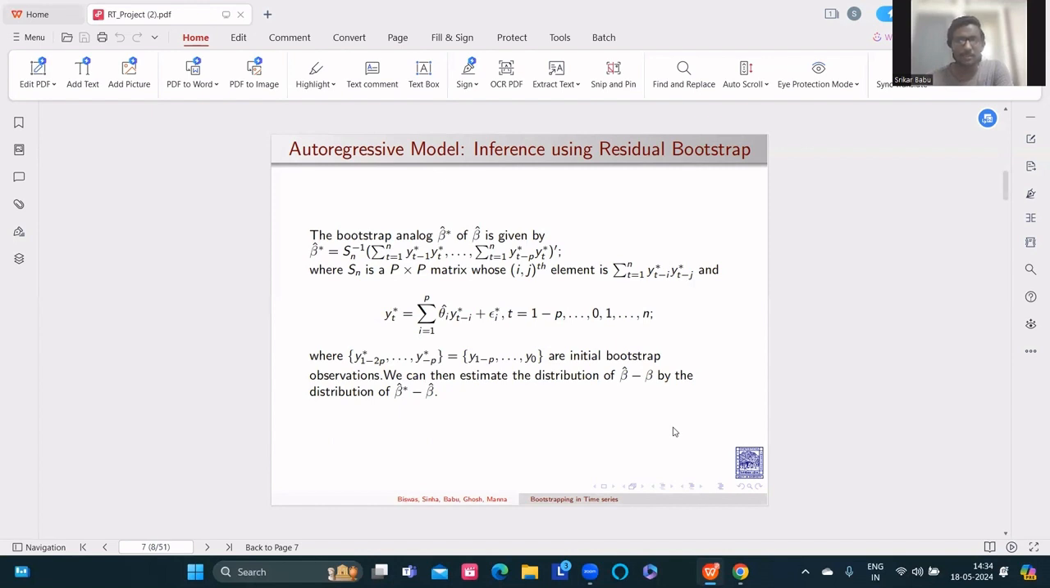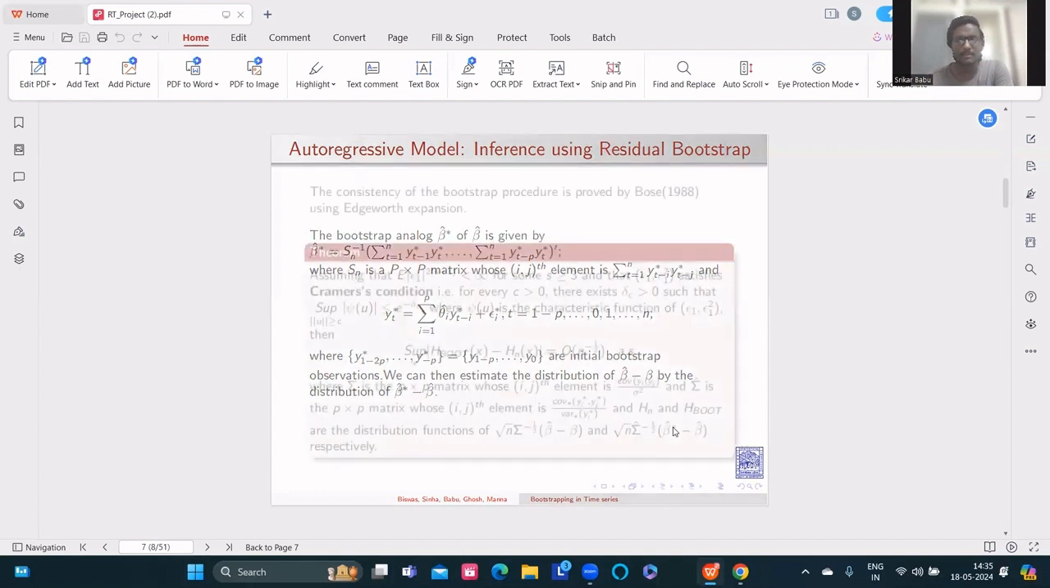And Yt star is the summation of theta i hat Yt minus i star plus epsilon i star. Here Y1 star minus p star up to Y0 star are the initial bootstrap observations. Now we can estimate the distribution of beta hat minus beta by the distribution of beta hat star minus beta hat.